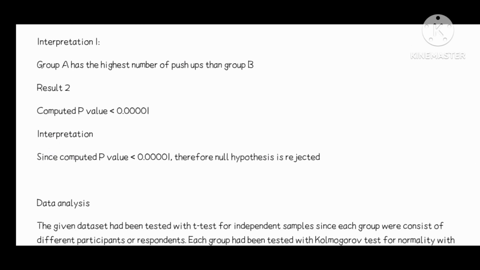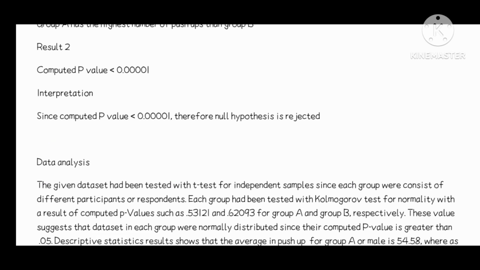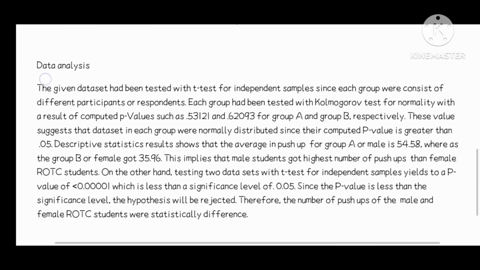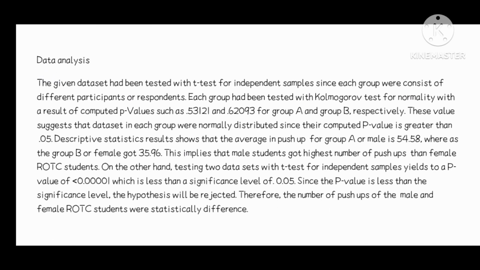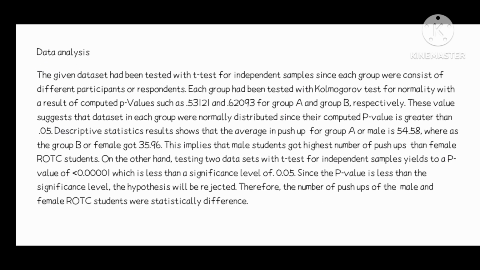The result for number 2: the computed p-value is less than 0.0001. The interpretation: since the computed p-value is less than 0.0001, therefore the null hypothesis is rejected. So we are now moving on to our data analysis.